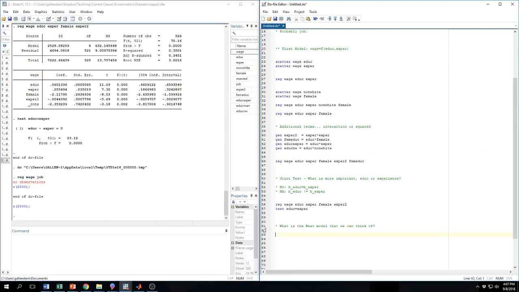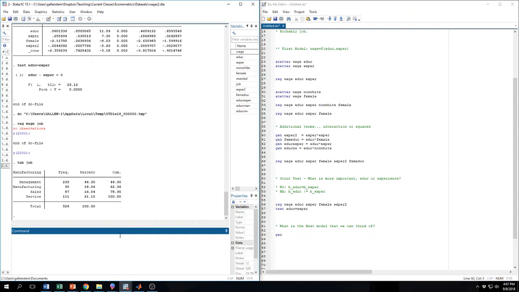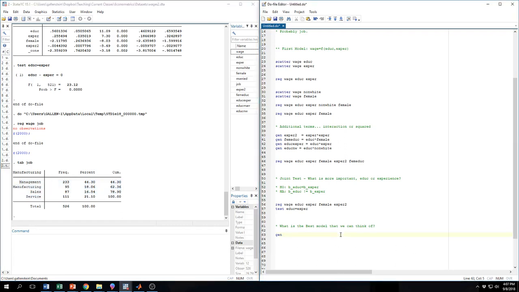So to do this, we need to create some dummy variables. We need to create binary variables that indicate each of the possible jobs. So let's do that. I'm going to put tab job, and that's going to give me the names of the different jobs in the data set. And I'm going to create a dummy variable for each of them. Gen manu equals job equals, be sure you spell this right, manufacturing. That's going to be a dummy variable that equals 1 if the person works in manufacturing.